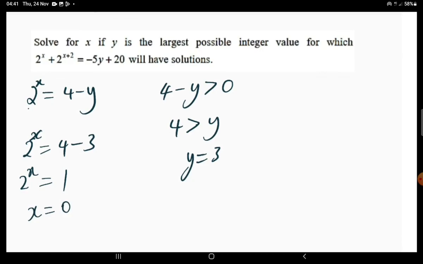So the idea is to understand what makes this to be having a solution, and if it does, then these are the conditions that need to be adhered to. So that is it.